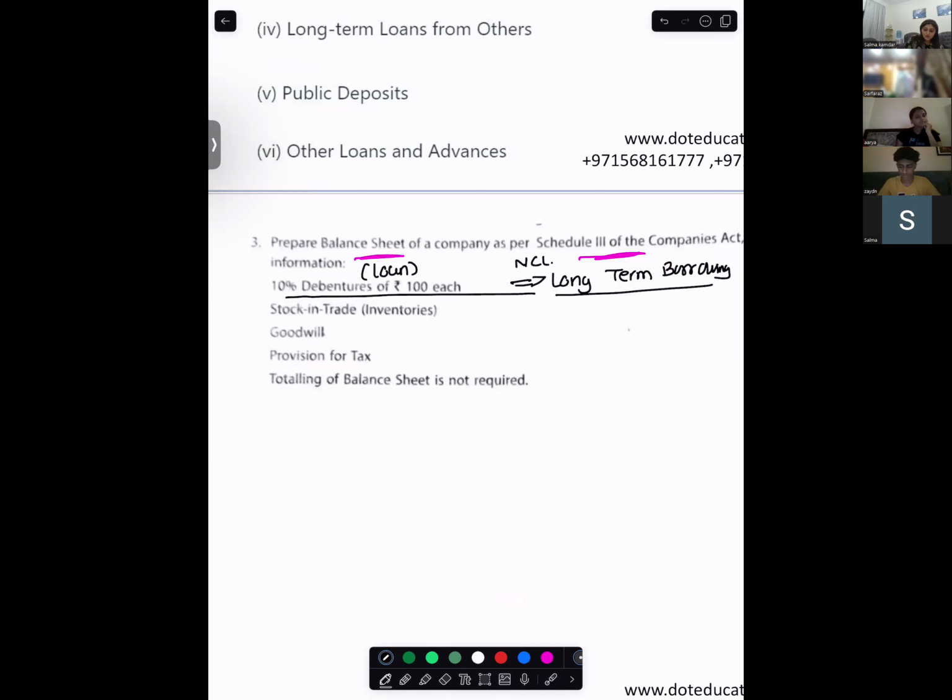Stock in trade. What is this? Inventories, current assets. Goodwill, what is this? Please take a book and pen and write. Goodwill is a non-current asset.